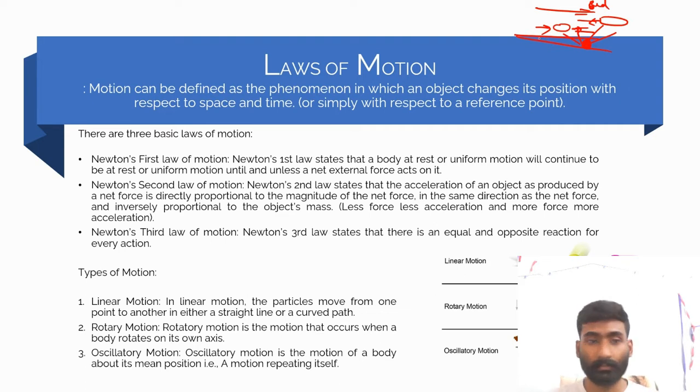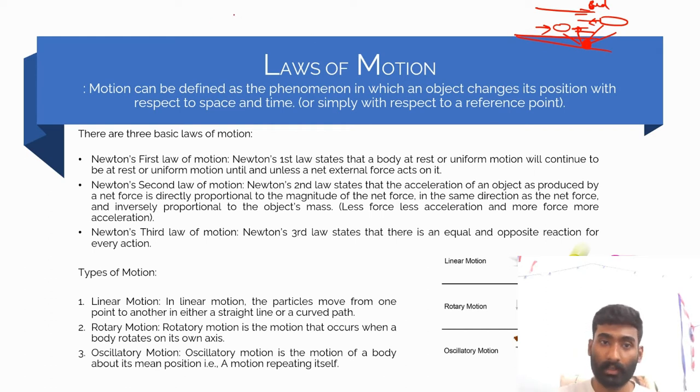So let's take three basic laws of motion. Newton's first law of motion. I'm sorry, Isaac Newton gave the three basic laws of motion to explain how an object moves in space or how it reacts to forces. So Newton's first law of motion states that a body at rest or uniform motion will continue to be at rest or uniform motion until and unless a net external force acts on it.